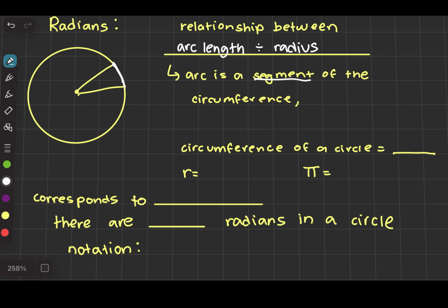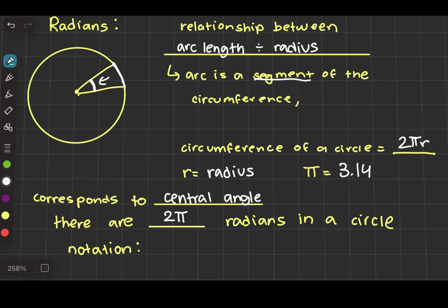Now we know that the circumference of a circle, the formula for it, is 2 pi r, with r being the radius and pi being an irrational number roughly equivalent to 3.14. So our radian value corresponds to the central angle, which is the angle formed by this arc. Central angle.